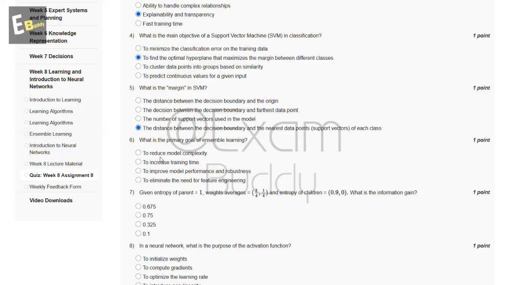Now the sixth question is what is the primary goal of ensemble learning? So these are the options and the answer of our sixth question is C. To improve model performance and robustness.